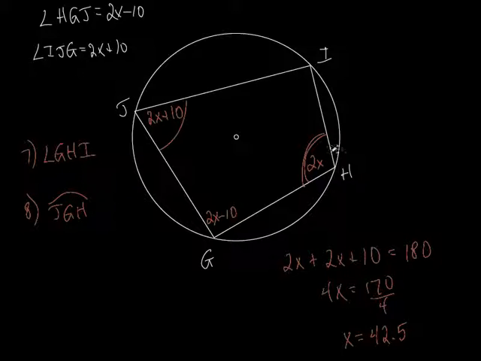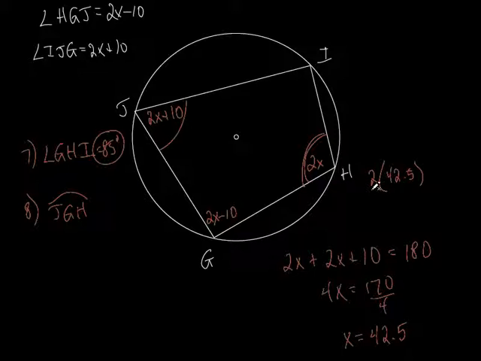Now look how easy this is. This angle is 2x, isn't it? Well, we just found x. So what would that be? 84 plus 1, 85. So this is 85 degrees. Do you agree? Because it's just 2 times 42.5. So that's 85 degrees. That wasn't too bad, was it?